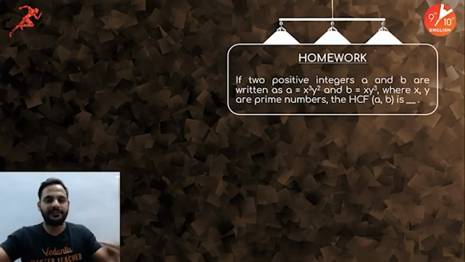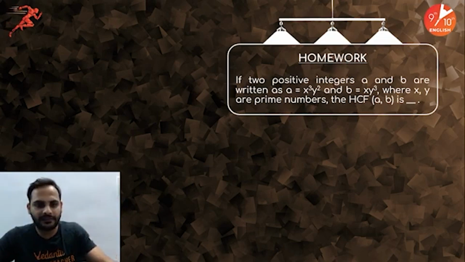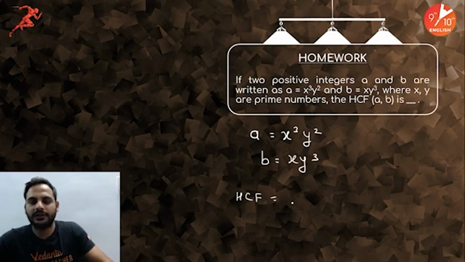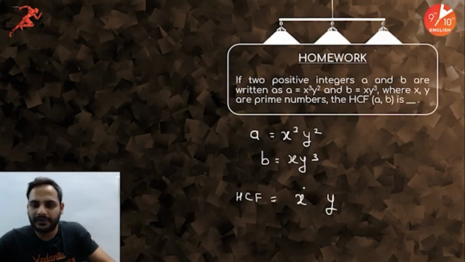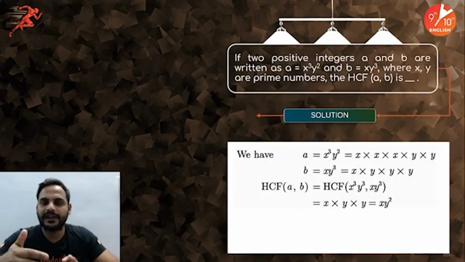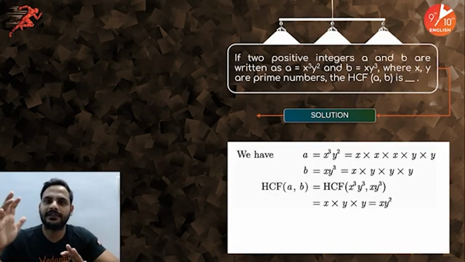ठीक है बच्चों, let's first discuss our homework question which I gave you in the previous class. Remember, real numbers में. So if two positive integers a and b are written as a is x cube y square, b is x y cube, where x and y are prime numbers, what is the HCF? So HCF में बेटा, first thing we'll write the common prime factor. So x is common in both, y is common in both. Then we'll write their minimum power. Minimum power of x is 1 only. Minimum power of y is 2. So it is going to be x y square. Right? HCF will be x y square. So in HCF we take common prime factors with their minimum power. In LCM we take all the prime factors with their maximum power.